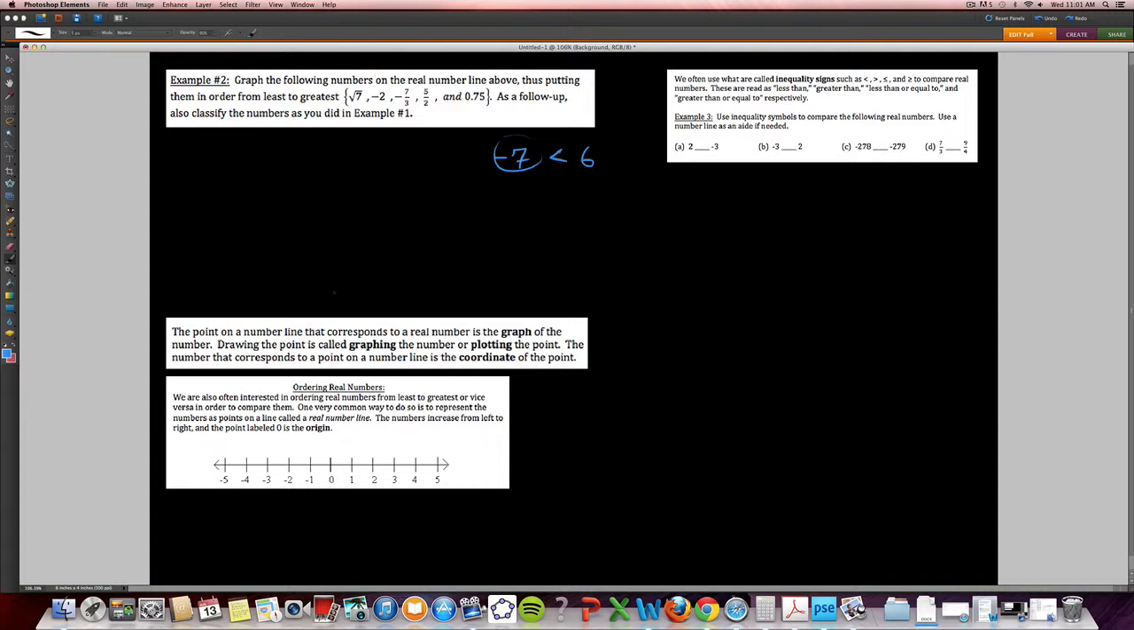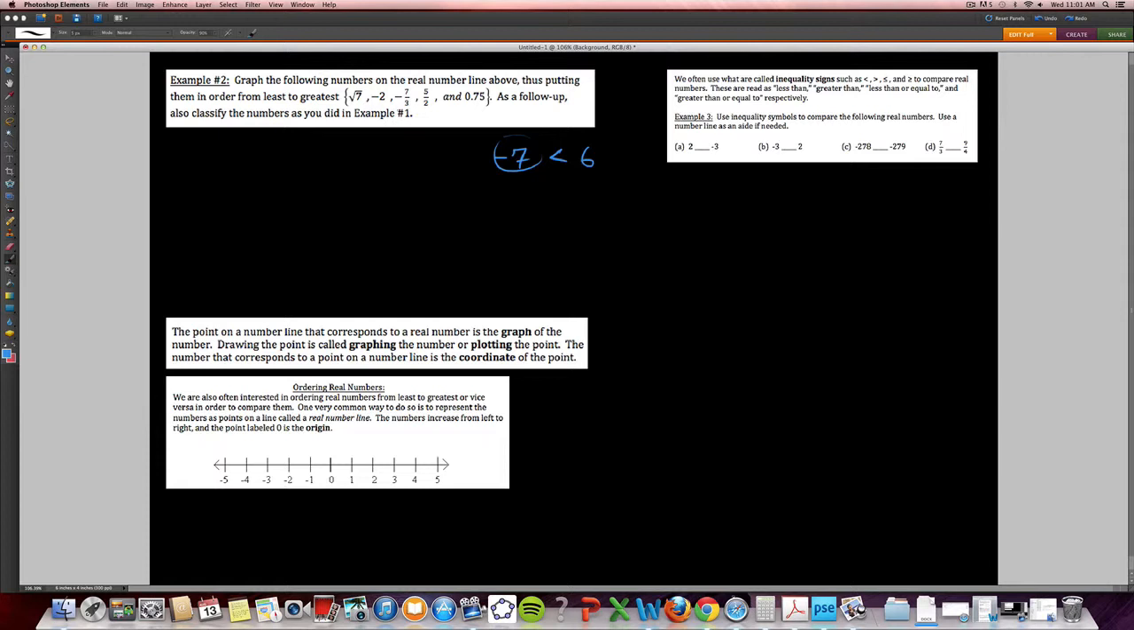First, we're going to review a couple of quick vocabulary terms. A point on a number line that corresponds to a real number is called the graph of that number. So we're going to be graphing all of these numbers on the number line I've constructed here. Drawing the point is called graphing the number, or plotting the point. The number that corresponds to the point on the number line is called the coordinate of the point. So we're going to graph all these numbers, but these are the coordinates of each individual point that we're going to put on this number line.